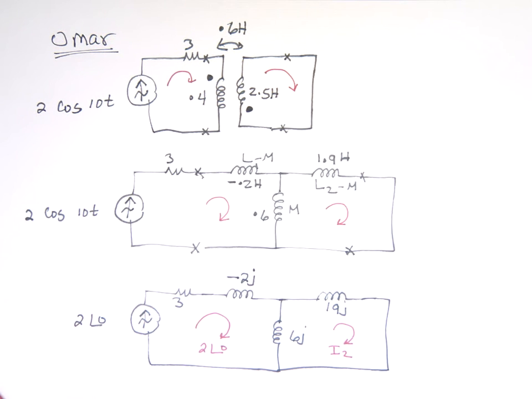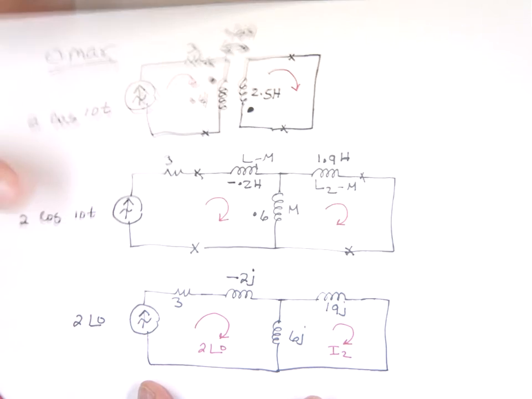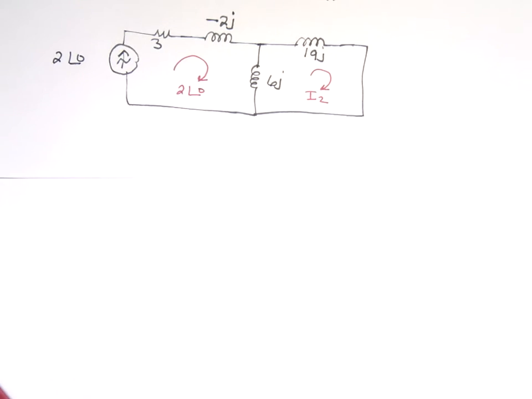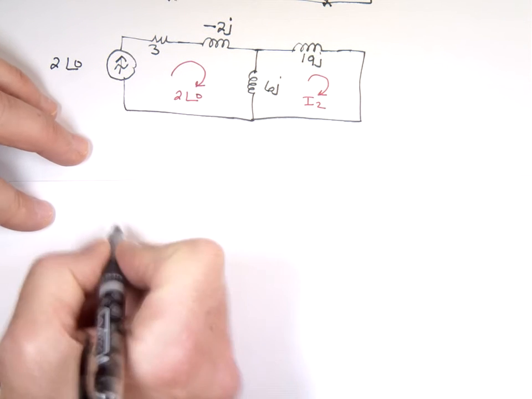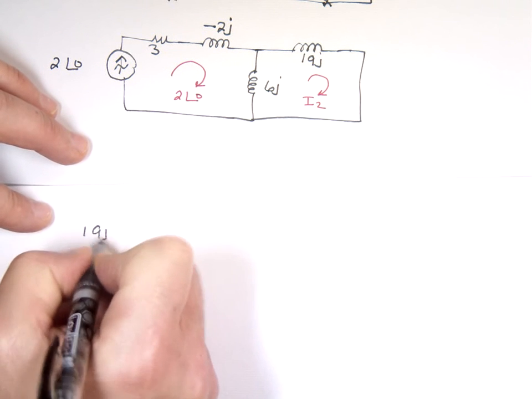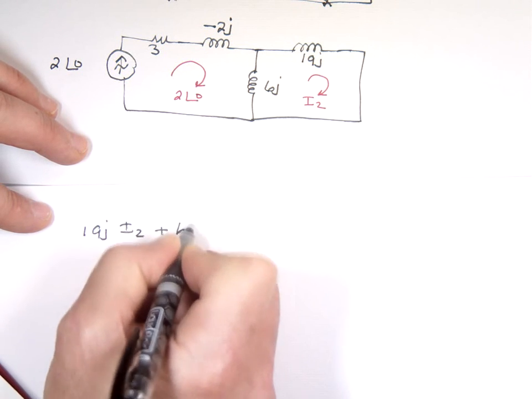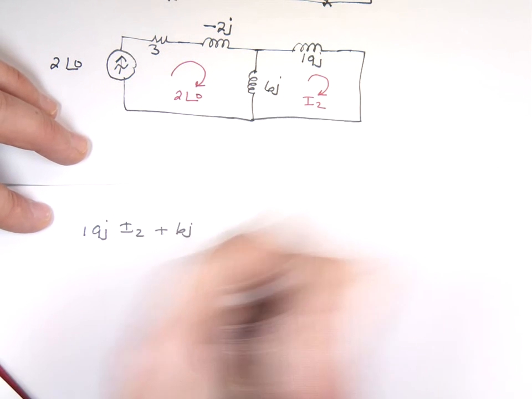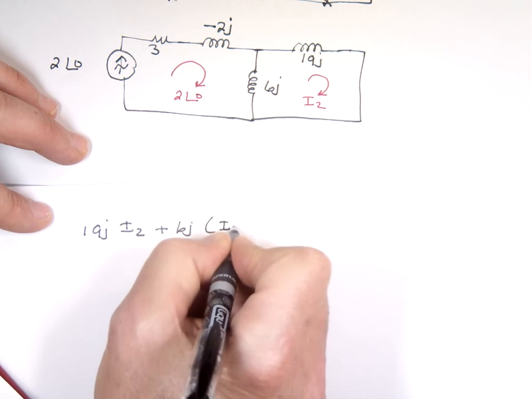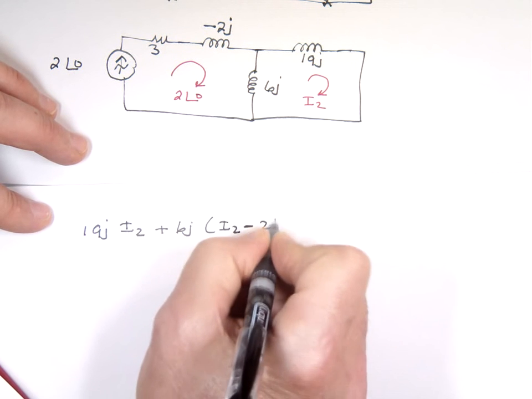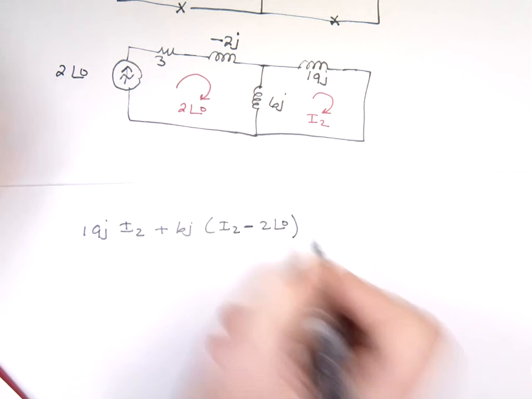If I do a KVL on the outside loop, I'll have 1.9j times I2 plus 6j times the current going up. What's the current going up? I2 minus 2 angle 0. All of that equal to 0.